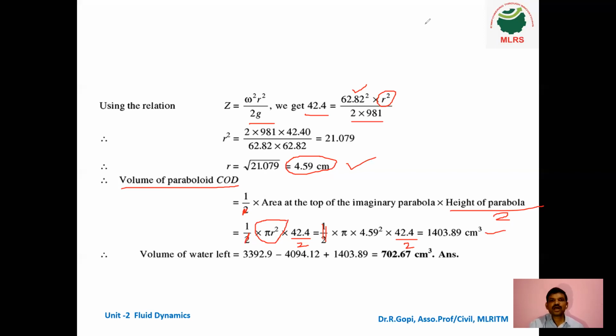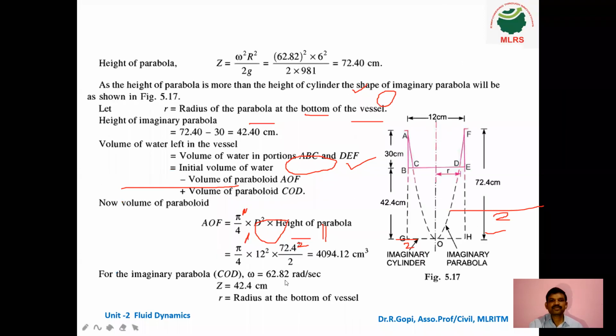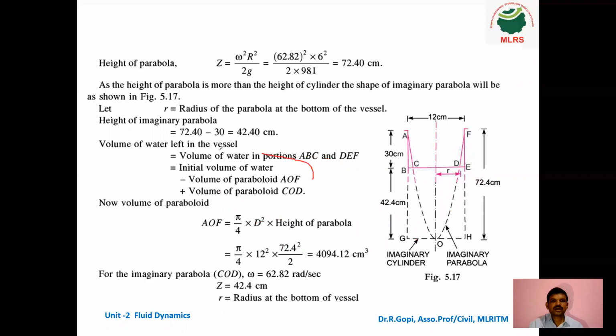So now what is the formula? Volume of the water left is equal to initial volume minus volume of the full parabola, that means imaginary parabola, plus volume of the parabola COD. Okay, so you can see here this formula: initial volume of water minus volume of parabola AOF plus volume of parabola COD. So this is the formula.